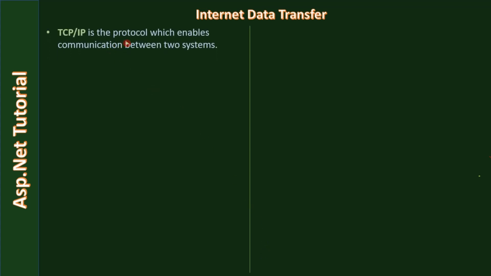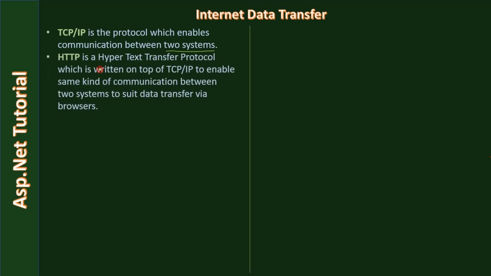So TCP/IP is the protocol which enables communication between two systems. HTTP is the hypertext transfer protocol, which is written on top of TCP/IP to enable the same kind of communication between two systems, suited to data transfer via browser. So TCP/IP is generally used to transfer data between two systems, and HTTP is to transfer hypertext between two browsers.